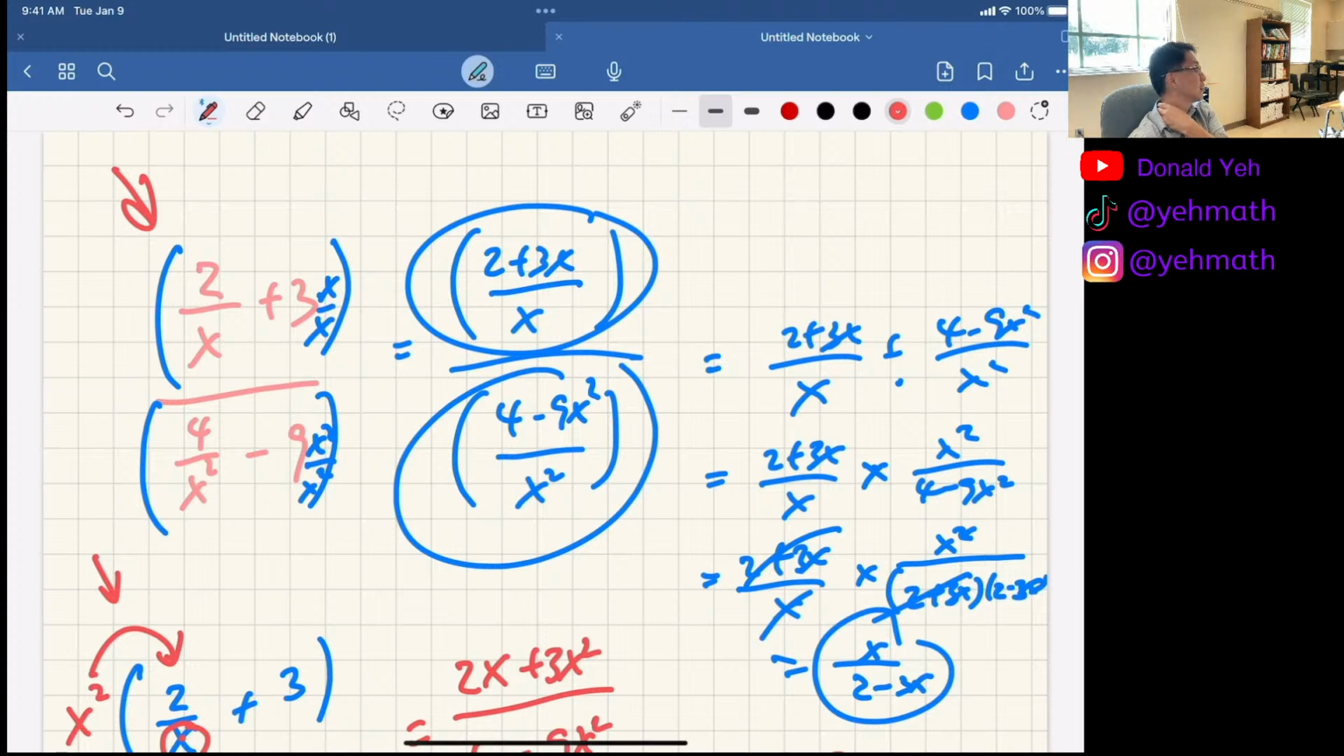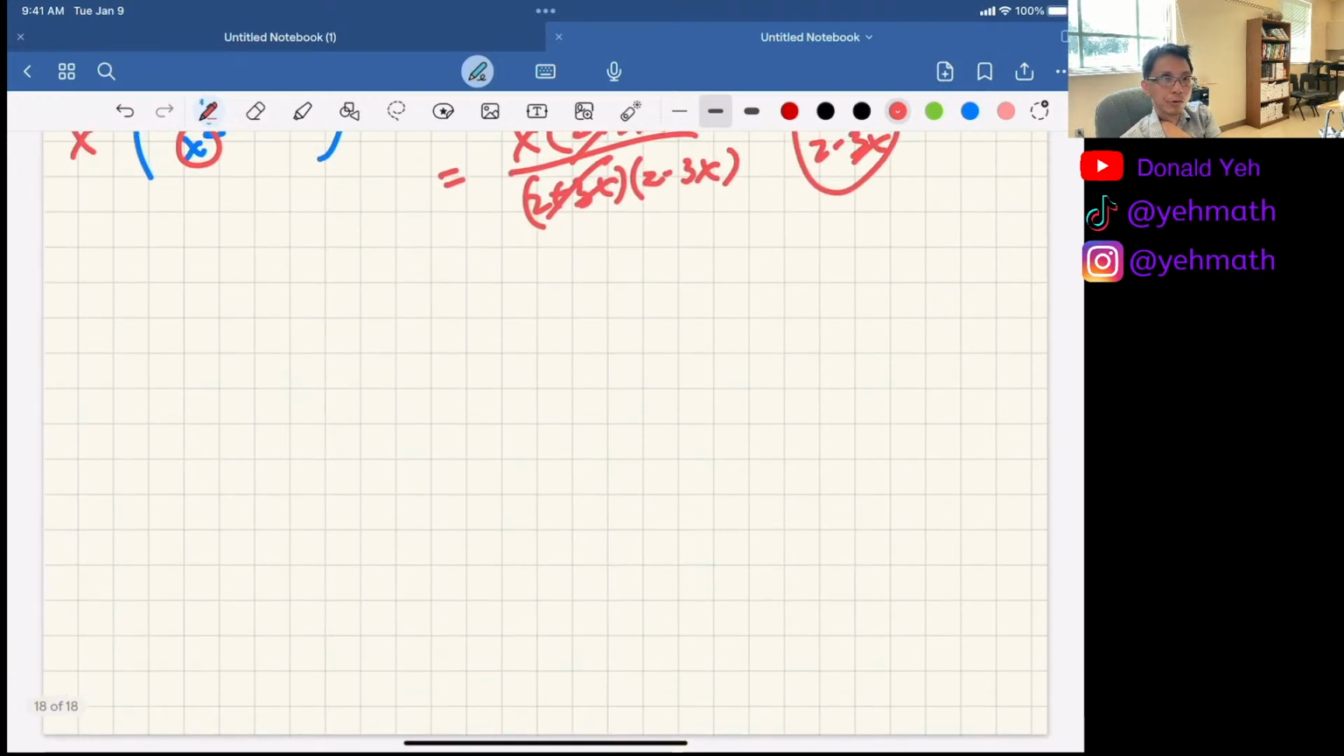Yes? 19 and 20. Okay, got it. 19 and 20. That's easy. So that's just point-slope form. Yeah, that will be on the test for sure because you need to know this.